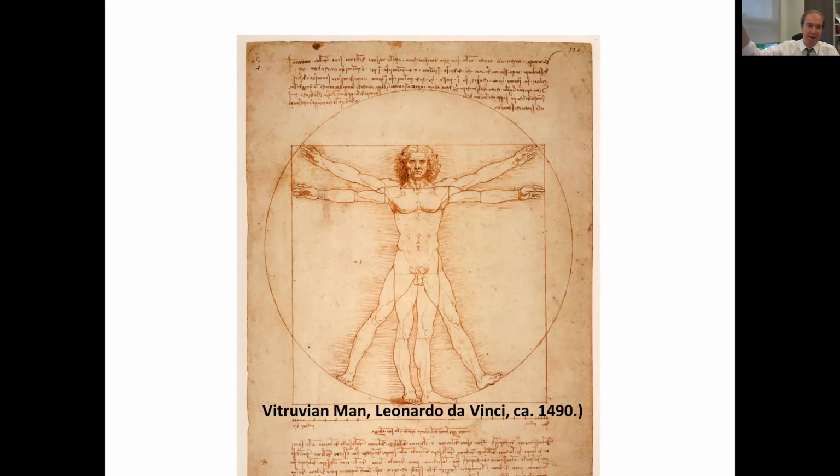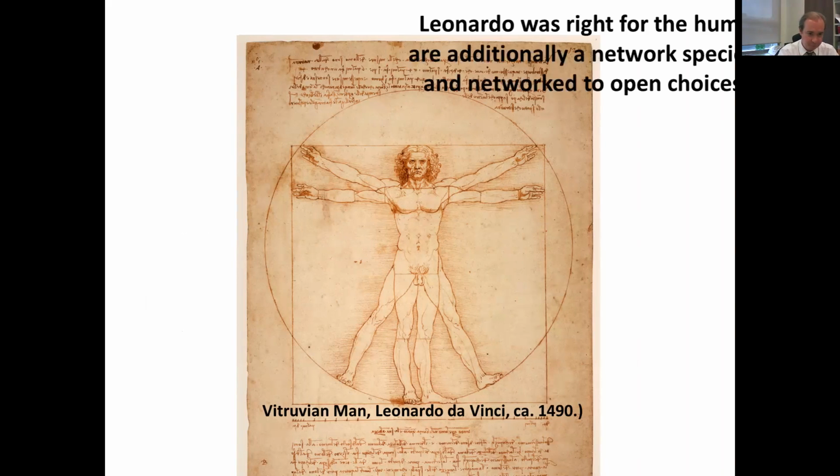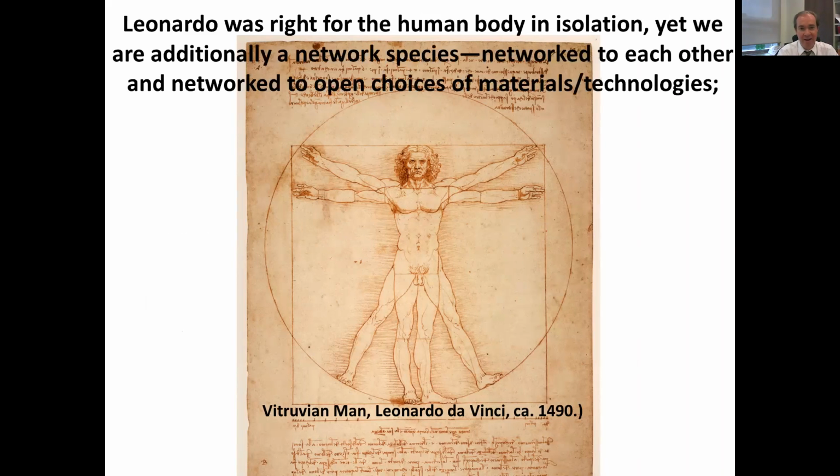He noticed the human body has a nice proportion. It was right for the human body in isolation. So this is the way the human body looks. Yet you and I are not isolated. You and I depend on water. We depend on housing. So our body really is our choices of our environment too. And that is our bigger body. That's what I call our networked body.